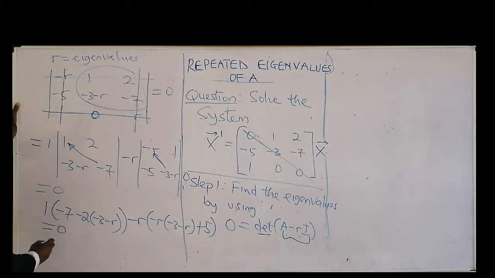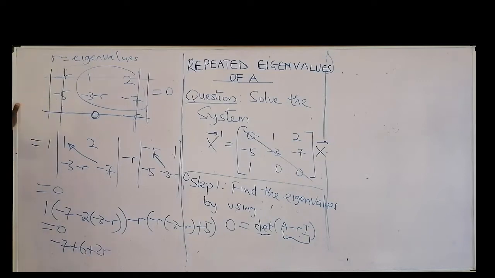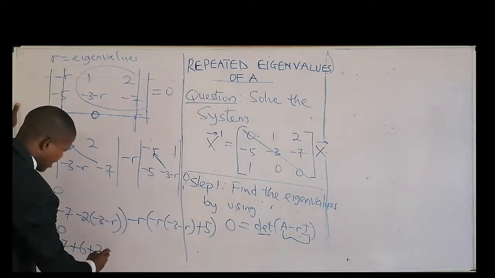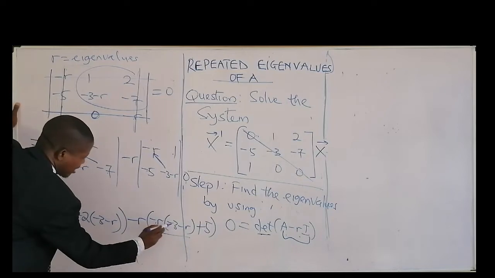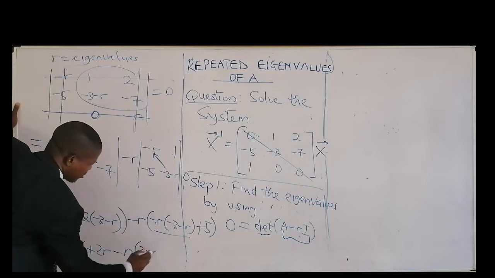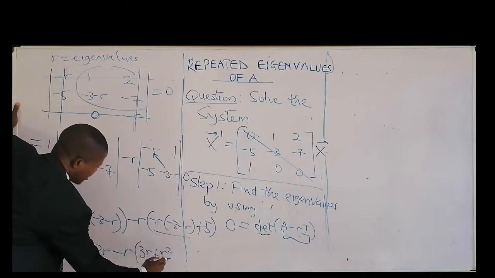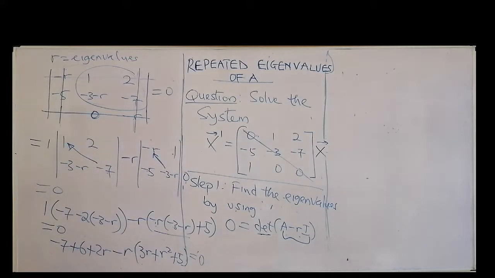So let's do the expansion. This will be minus 7, then a plus 6, and a plus 2r. Then here also minus this. Let's do the inner brackets. This one times this one gives 3r. This one times this one gives plus r squared, and then plus 5 equal to 0. So that's what we have now.